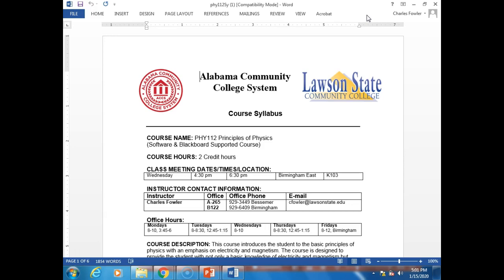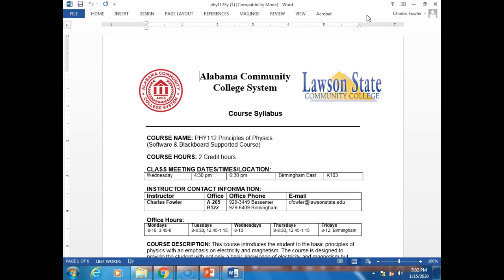Okay. Now, most of the employees of the college, that's our email. First initial, C for Charles, last name Fowler, at lawsonstate.edu. Pretty simple for most of us. There are a few employees of the college, like Williams and some of those others, who have common last names and the same first initial. So some of those will be like an S.D. Williams rather than S. Williams, or something like that. But most of us are first initial last name at lawsonstate.edu.